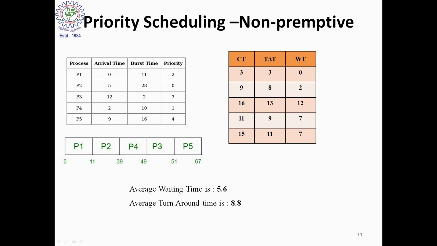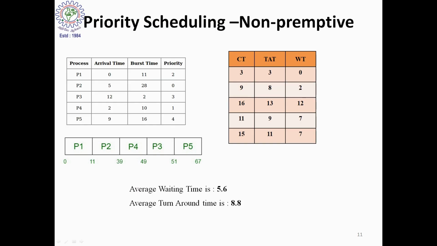Now the remaining are P3 and P5. Between these two processes, which has the highest priority? P3 has the highest priority, so P3 is given to the CPU now. P3 executes for 2 units of time, so from 49 to 51. After that, the remaining process P5 has a burst time of 16, so it starts its execution from 51 and ends by 67. So this is how the processes get executed in the non-preemptive priority scheduling case.